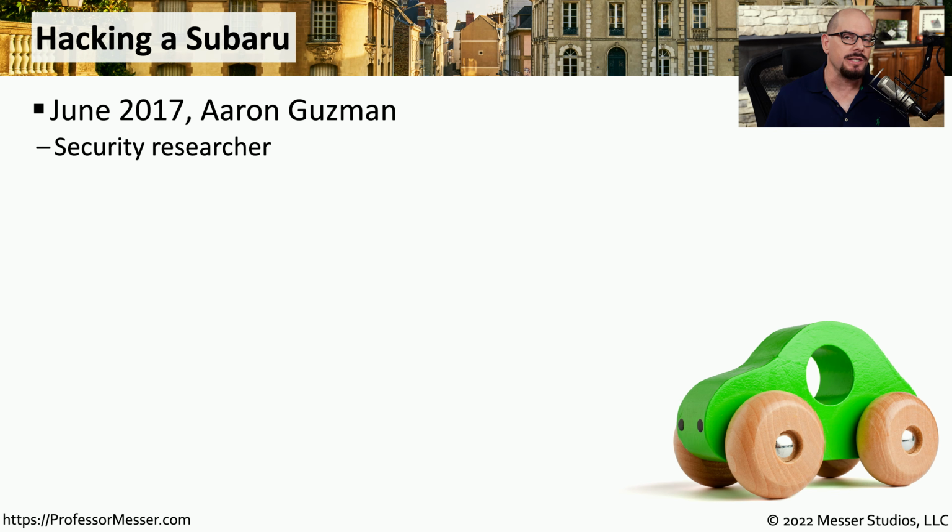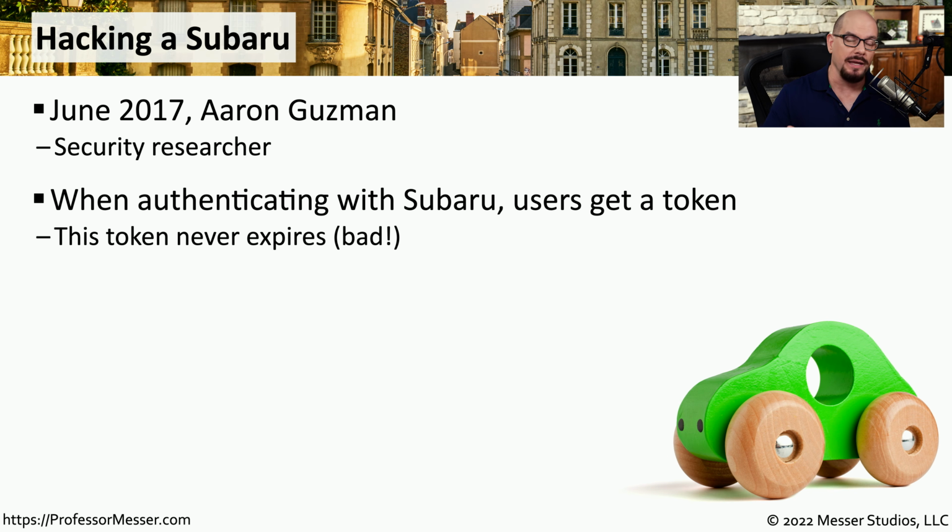There have even been cases where a cross-site scripting attack has been made against a car. In 2017, a security researcher named Aaron Guzman was able to log into the web-based front end of his Subaru. From that web-based front end, you're able to perform a number of functions in the car itself. Once you log in, each user gets a session ID or a token that allows them access to their account. The first problem that Aaron found is that this token never expired. So once you logged in, your account was always available with that session ID.